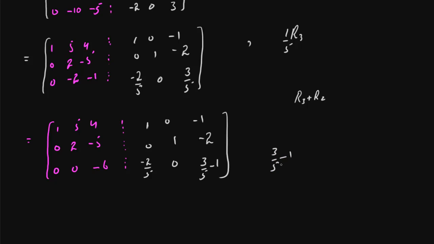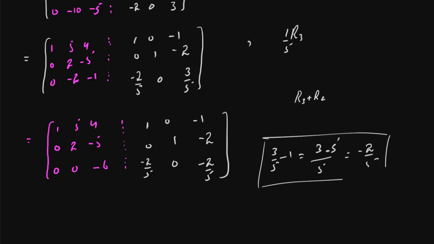We will take the LCM of 5, it will become 3 minus 5 over 5, and we will get -2 over 5. Here we will just add -2 over 5. Okay, -2 over 5, and that is just the simple way of calculation.